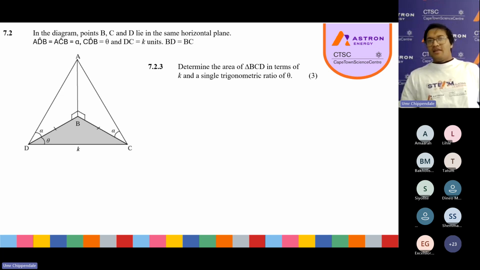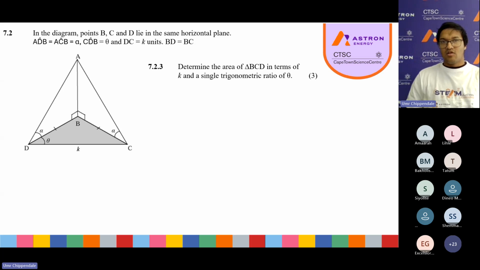Determine the area of triangle BCD in terms of k and a single trigonometric ratio of theta. These type of questions I would like you guys to try out on your own as well, but unfortunately, it is a bit difficult for you to write your answers using all of these signs, so I'm rather just going to help you out with this instead.